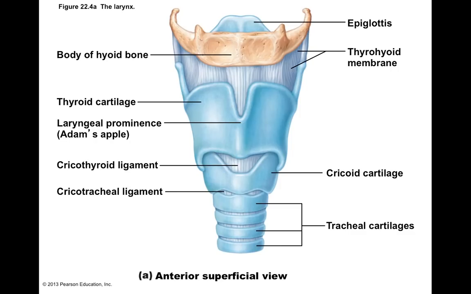Okay, so let's look at the structure of the larynx here. Remember, the larynx is supported superiorly by your hyoid bone. This was like a floating bone in the superior part of your neck, just beneath your chin or mandible. Now, the hyoid bone is there for two reasons.